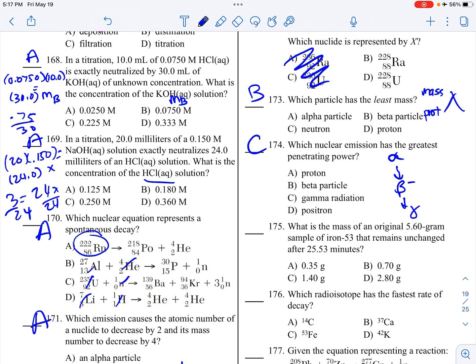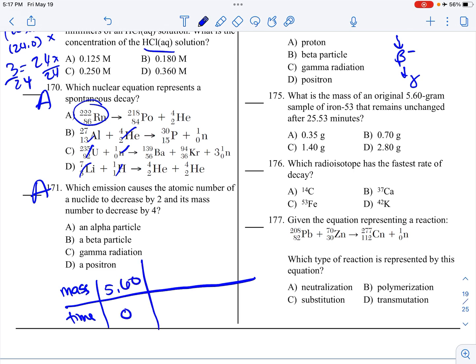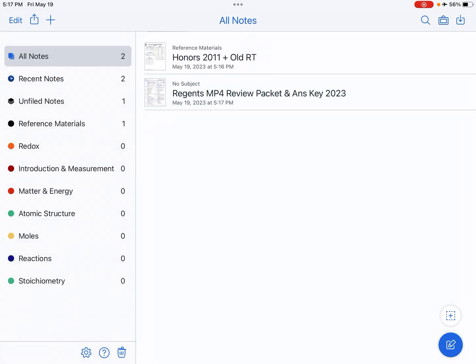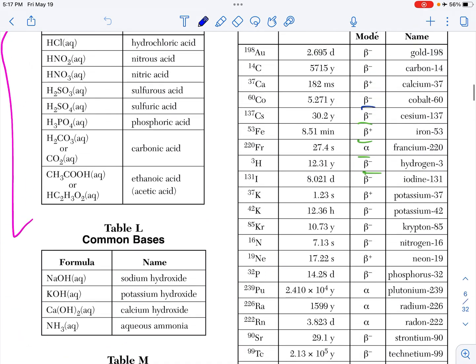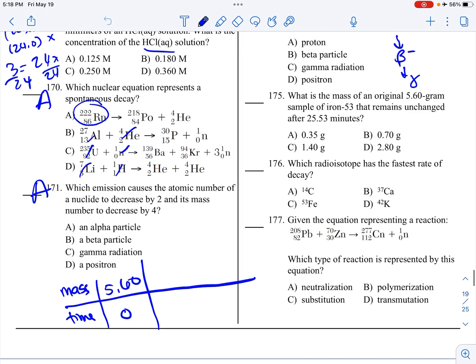What is the mass of an original 5.60 gram sample of iron-53 remaining unchanged after that many minutes? So we can make a chart. We've got mass and we've got time. So originally the mass was 5.60 grams at time 0. Now I need to know iron-53's half-life. So iron-53's half-life is 8.51 minutes. So after one half-life is 8.51 minutes.